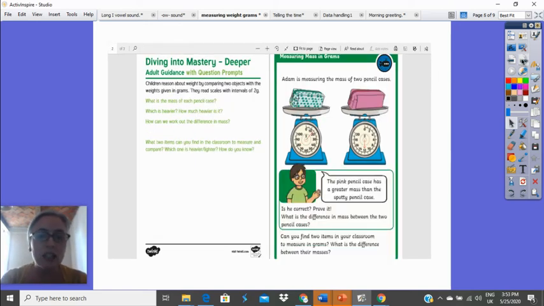The next one is the same. It talks about measuring 2 pencil cases and comparing, okay? Which is heavier? How much heavier is it? How can we work out the difference? Remember, if we see the word difference, we have to ask ourselves, are they asking us to add or subtract? If it's difference, they're asking us to subtract, okay, guys? It also says, can you find items in your classroom? Now, obviously, we're not in our classroom at the moment, but if you do have a weighing scales and you're at home, you could do that with some things in your house.